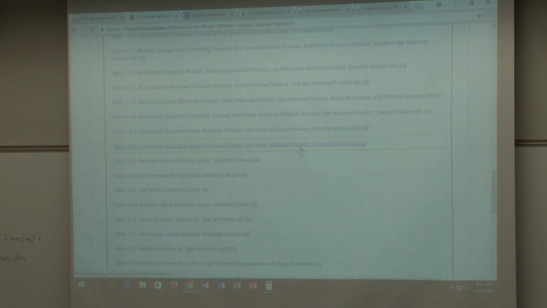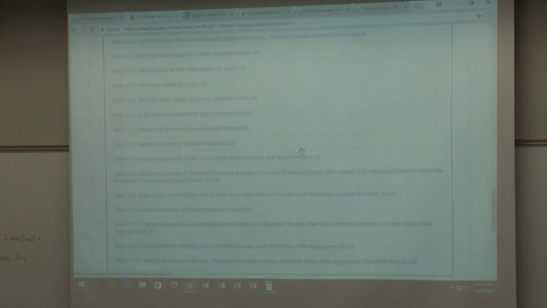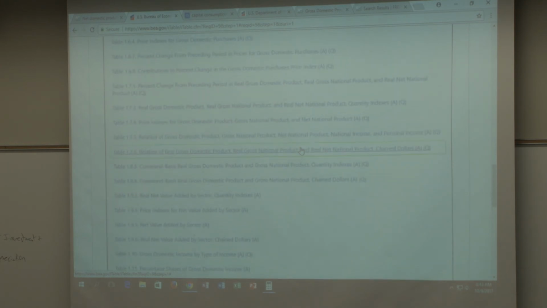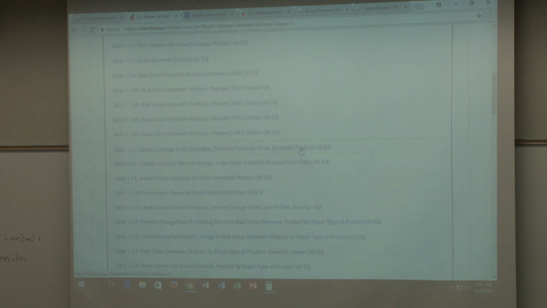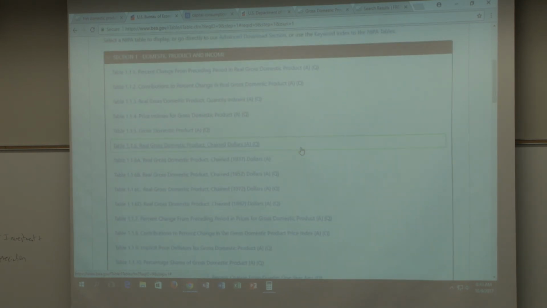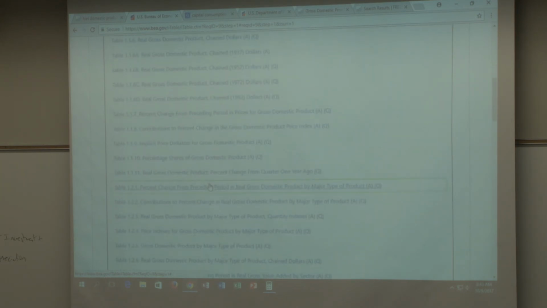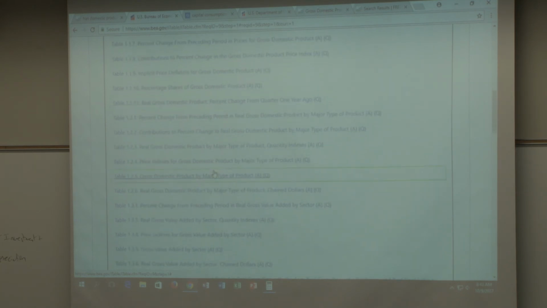Can you tell how important this metric is? All of these tables right here are variations of some amount of GDP, right? Real gross domestic product and quantity indexes, price indices, GDP itself, real GDP and these different prices, changing from the different periods, percent change from a year ago, blah, blah, blah, right?